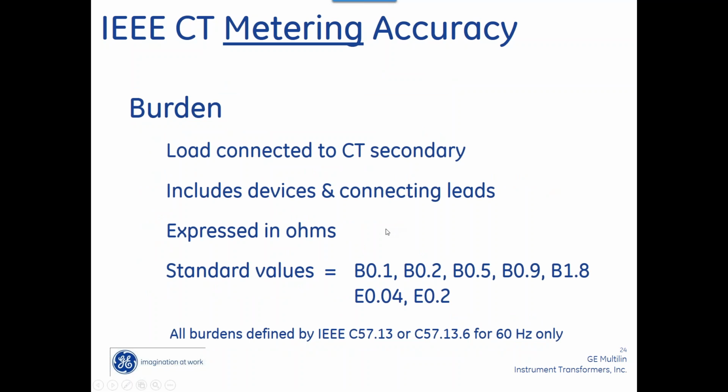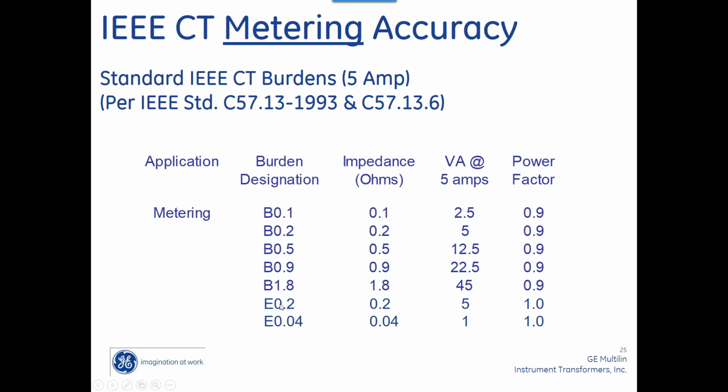All right. The next thing I want to talk about is burden on a metering CT. That consists of several things: the load, devices, the wire, and it's expressed in ohms. So you'll get into different ratings they call B, which stands for burden ratings. So B 0.1 can be 0.1 ohms, and B 1.8 can be 1.8 ohms. So that's what you've got on that.